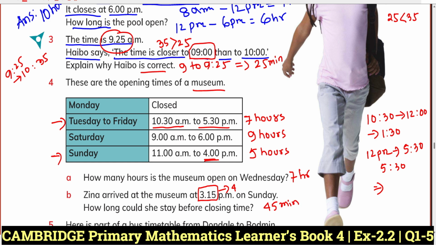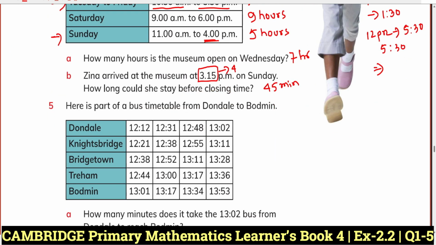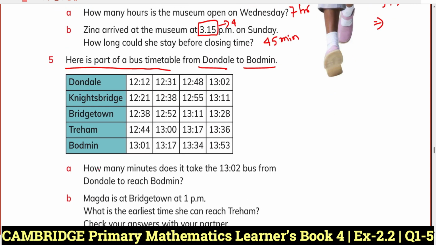Okay. Number 5. Here is a part of a bus timetable from Dondala to Bodmin. This is a schedule. Our first question, how many minutes does the 1302 bus take from Dondala to reach Bodmin? So this is 1302 and it reaches Bodmin at 1353.